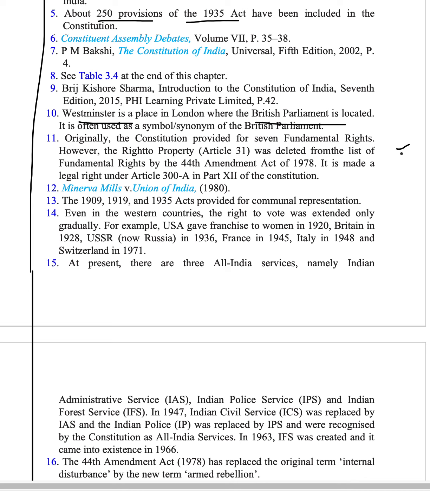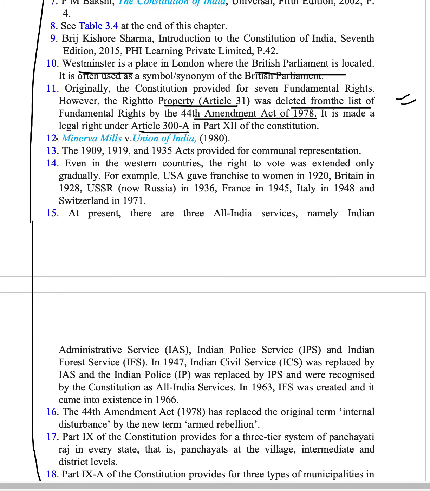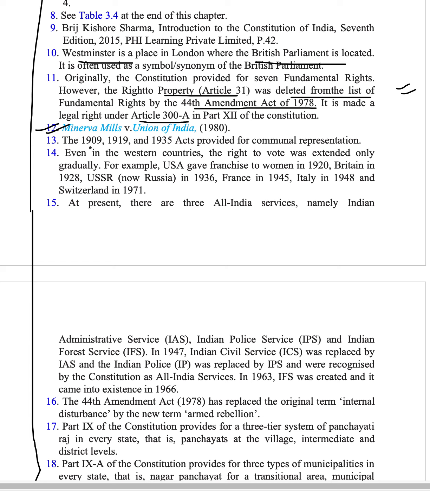Here this article, this also we have discussed, that right to property was Article 31 and it was a fundamental right, but it was deleted from the list of the fundamental rights by the 44th Amendment Act of 1978, and then it was made a constitutional right under Article 300A. Then Minerva Mills case is also very important. And then we discussed this also, that in 1909 the communal representation started, then it increased in the 1919 and 1935 Acts.